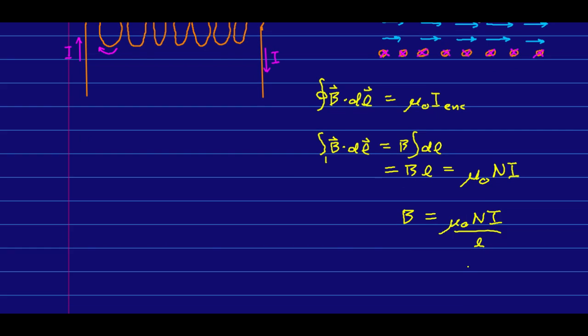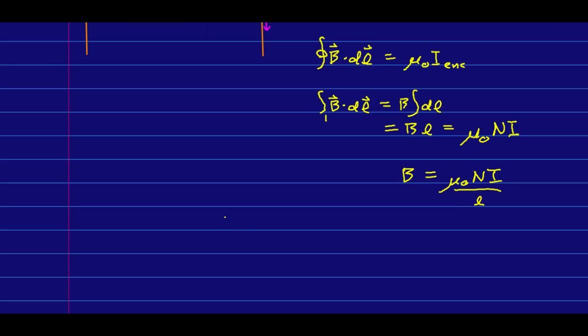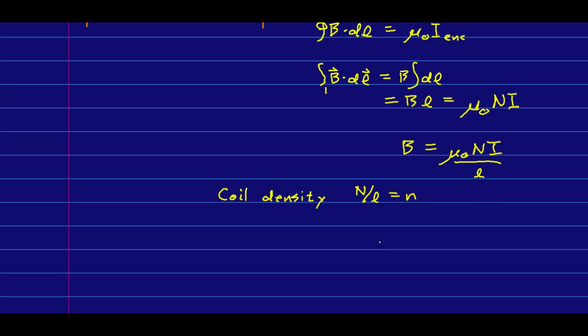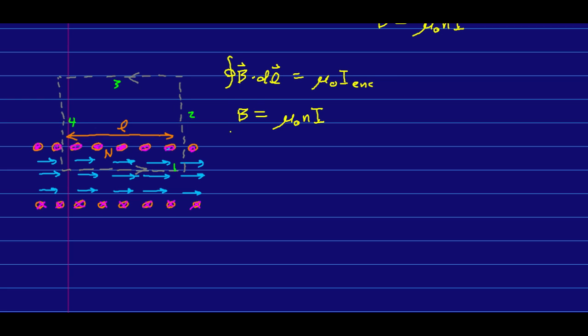over L. And very commonly we define the coil density, the number of coils in the solenoid per unit length, N over L, and we call it little n. So the B field strength inside the solenoid is just mu naught n I. So this B field strength we've found is the B field along our line 1.